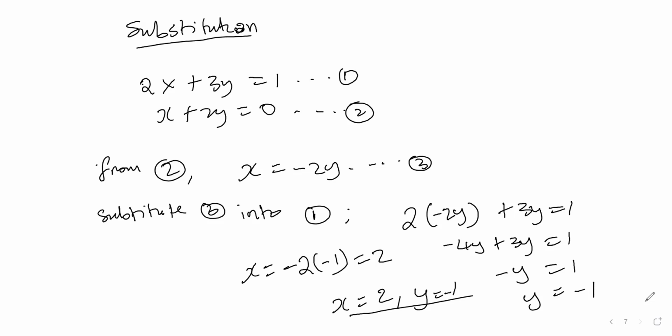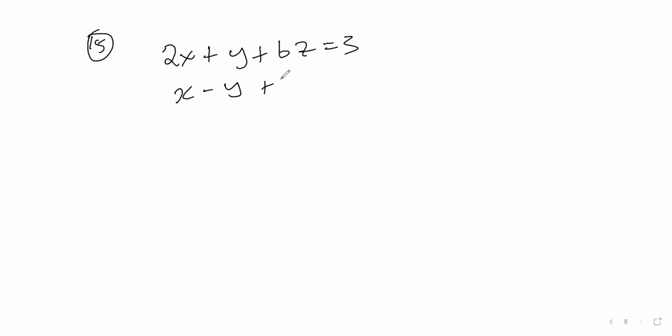Okay, so that's that for solving two-dimensional systems. Now let us look at solving three-dimensional systems. For instance, the system 2x plus y plus 6z equals 3. This is question 15 of problem 3.4. x minus y plus z equals 1, and 3x plus 2y minus 2z equals 2.